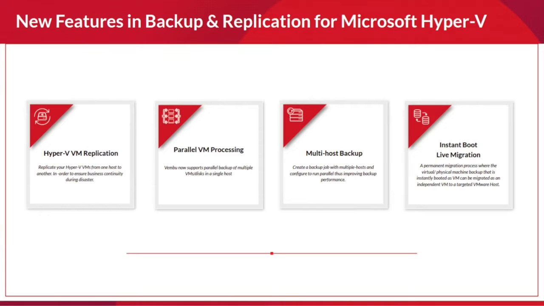So in version 5.0, we have introduced VM replication for Hyper-V also. In this, you can replicate your Hyper-V VMs from one host to another or to the same host in order to ensure business continuity at times of disaster. This replication is also a type of disaster recovery option that gives weightage to this. That is why Wimbo has included Hyper-V replication in this release.